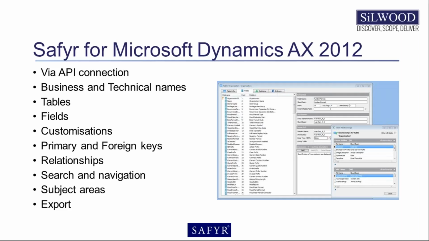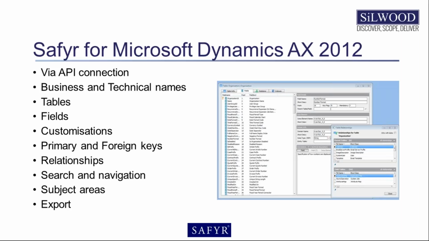And the connection from Sapphire to Microsoft Dynamics metadata is via API. We retrieve all the business and technical names. You'll see all this in a minute when my colleague takes over and does a quick demonstration.